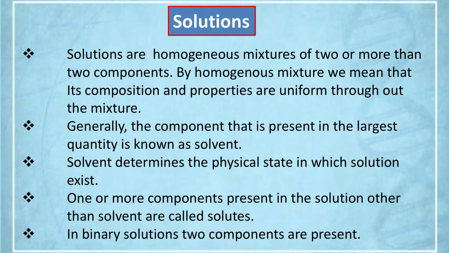Homogeneous mixture means the composition and properties are uniform throughout the mixture. Generally, the component which is present in the largest quantity is called a solvent. Solute may be any one of the components. The solvent determines the physical state in which the solution exists. One or more components present in the solution other than the solvent are called solutes.